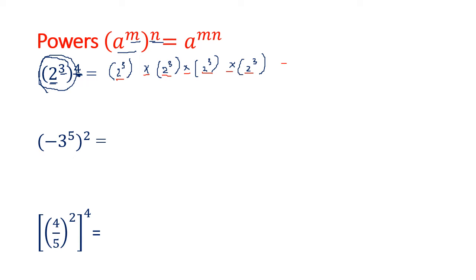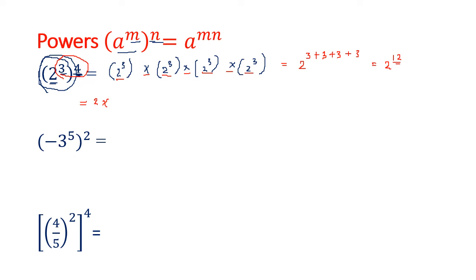But the base is the same and it is a multiplication. So what is the rule? We keep the base as it is and add the powers. So I add 3 plus 3 plus 3 plus 3. So I get 2 raised to 12. But I could even get 12 by multiplying 3 into 4. Okay. Let us expand and see. Are we getting the same answer?